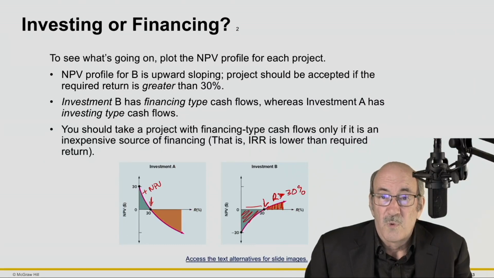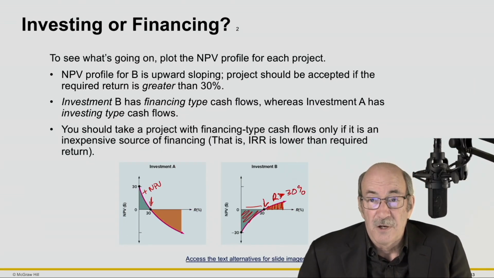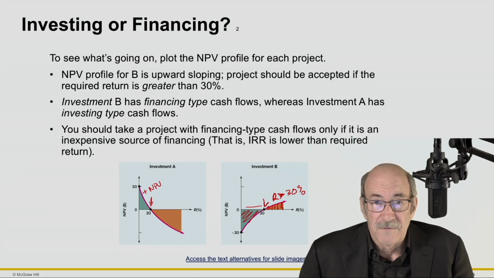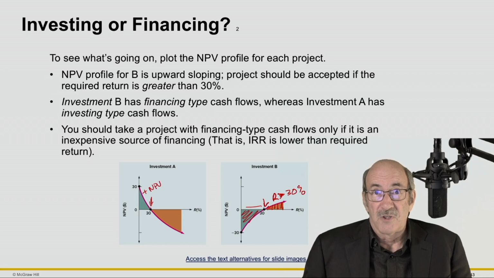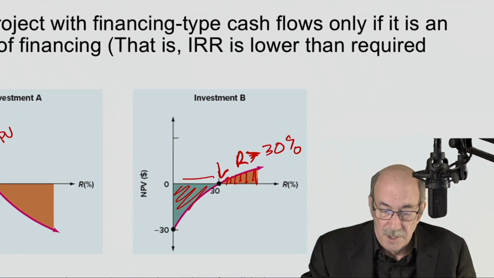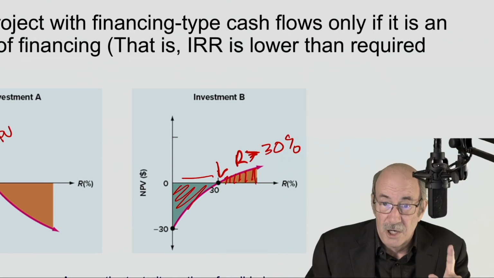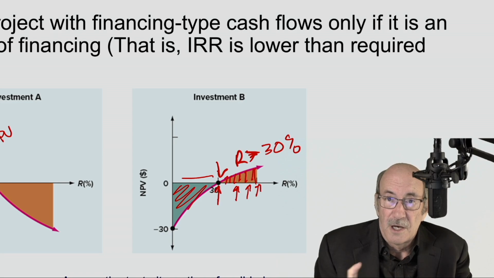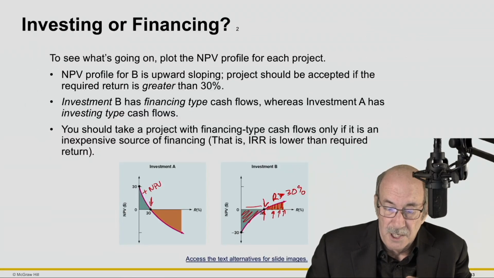So when it comes to a financing type cash flow, we should only take it if it's an inexpensive source of financing. In other words, if the IRR is lower than the required rate of return. So if the IRR is lower than that, here's the IRR, and so the required rate of return must be somewhere up here, must be higher than the IRR. And then we would take on that project.